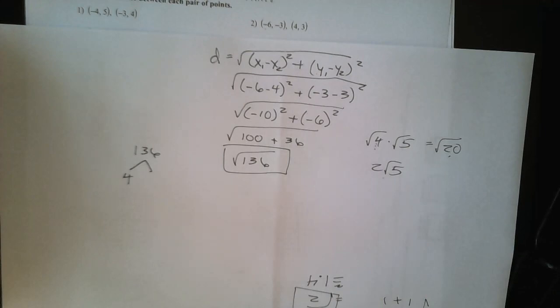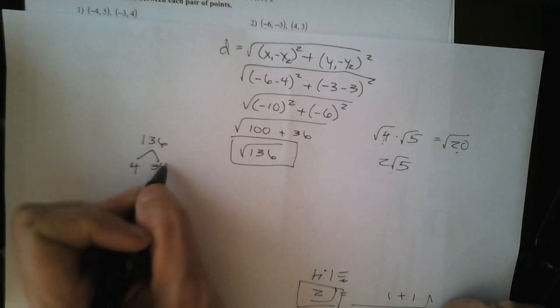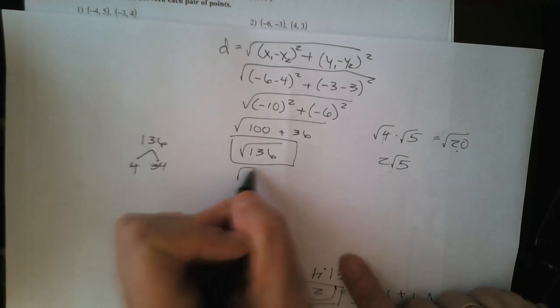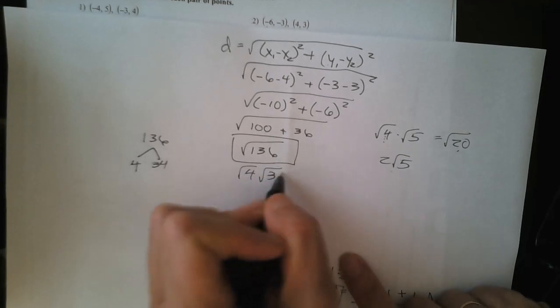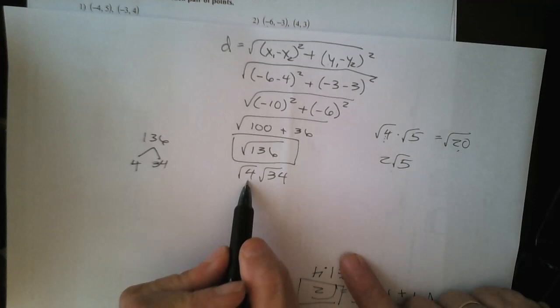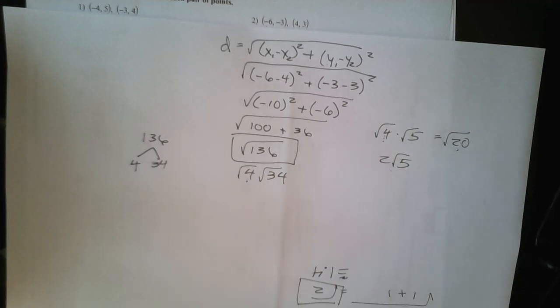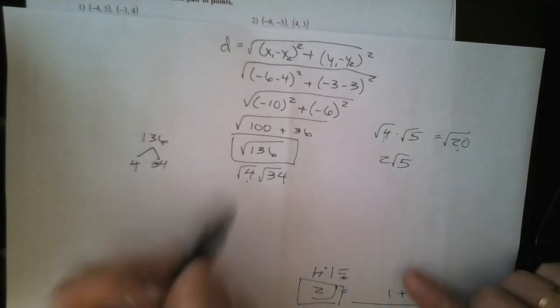So if I factor this as square root of 4 times the square root of 34, the perfect square gets to come out, let me get this so I can see. The perfect square gets to come out to 2 square root of 34. That is your best final answer. This is good. This is better.